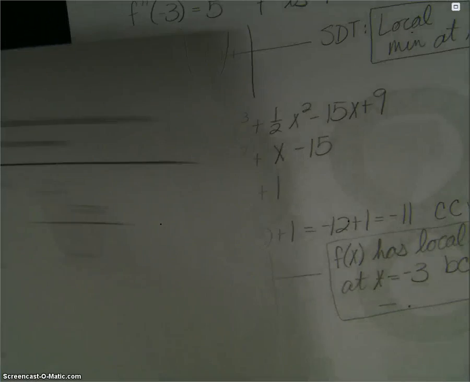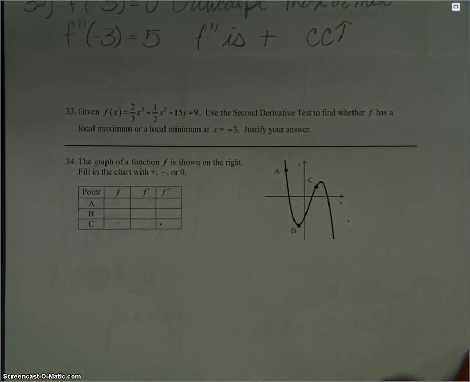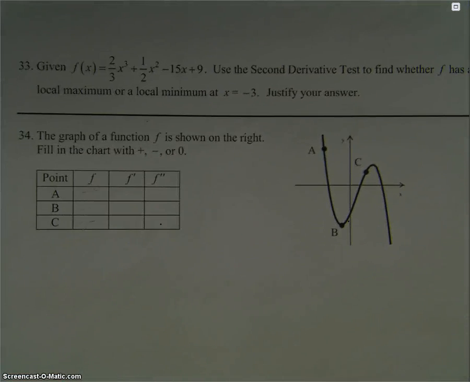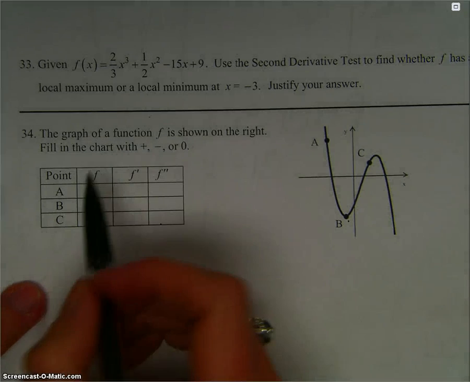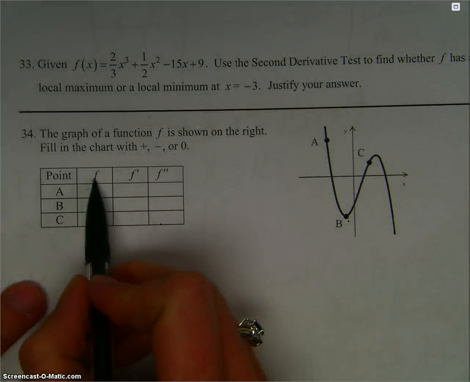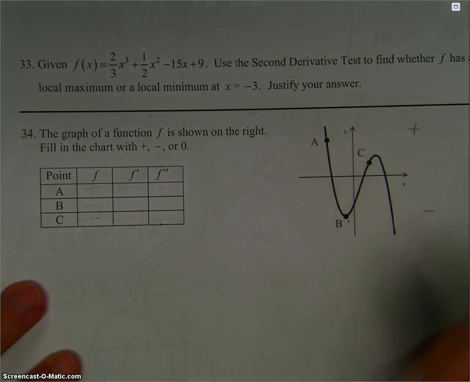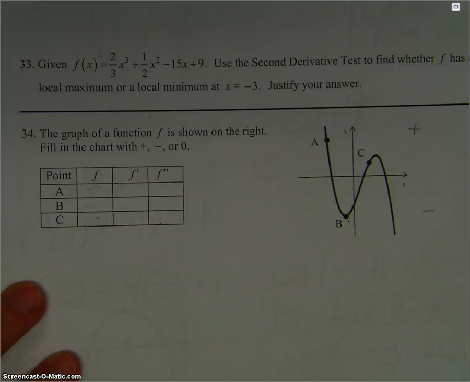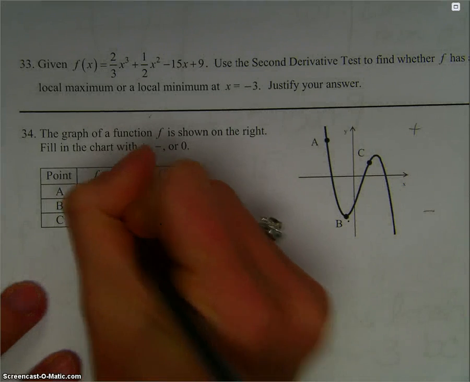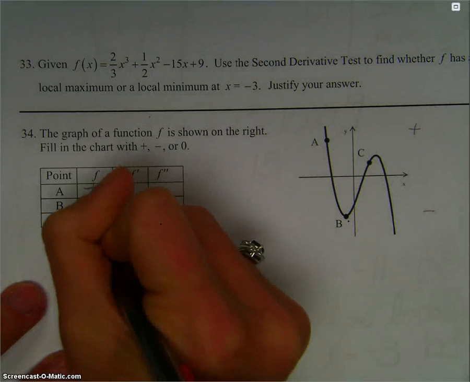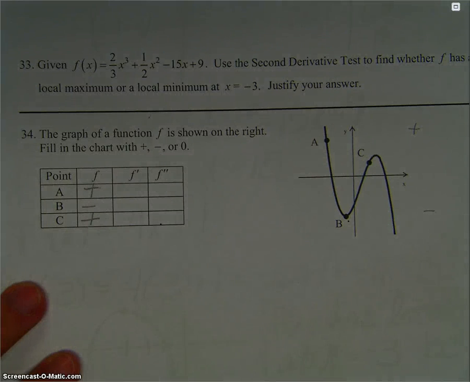And finally, on number 34, they've asked me to fill in this chart. So I'm just going to write right here on the worksheet. They want me to write positive, negative, or 0 in my chart. So let's start by just filling in what we know about f. Above the x-axis is going to be positive, and below the x-axis is going to be negative. Okay, so with A, I know that I am positive, and B is negative, and C is back to positive. So that was kind of the easy part of that one.